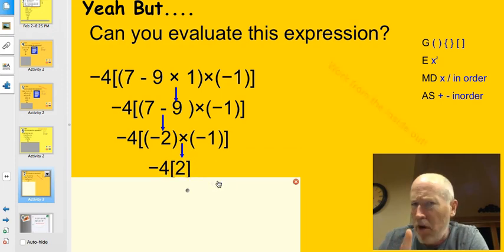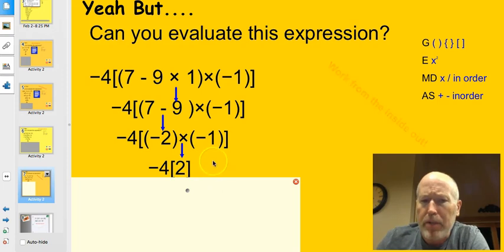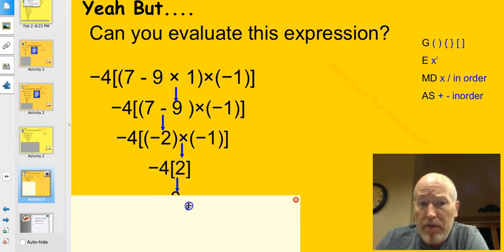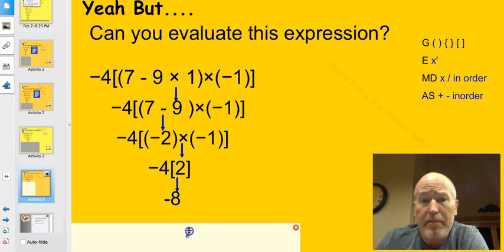That doesn't mean two wrongs make a right, but a negative times a negative is a positive. So negative 2 times a negative 1 is a positive 2. Now you have a negative 4 times a positive 2. That's a negative 8. How'd you do? Nice work. You solved your first order of operations problems using negative numbers.